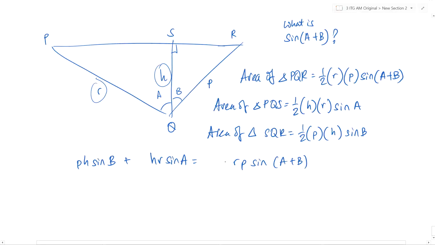Okay, next. What can we do? Divide. If I divide by H, the H will disappear, but there'll be an H over here. You want to put over H first, is it? You divide by sine B, then here also divide by sine B. Okay, wait, you think about it. What is it that you want? Sine A plus B, right? So what should we divide by? Divide by RP. Okay? We divide by RP.